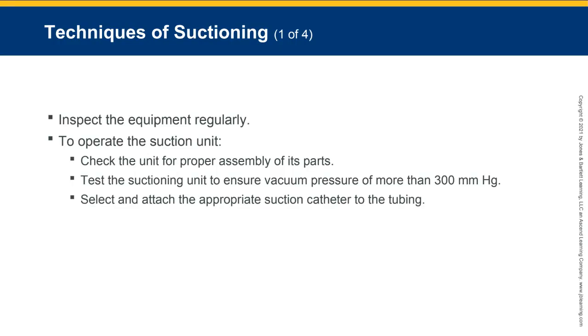Inspect the equipment regularly. To operate the suction unit, check the unit for proper assembly of its parts. Test the suctioning unit to ensure vacuum pressure of more than 300 millimeters of mercury, not less than, but more than. Select and attach the appropriate suction catheter to the tubing.